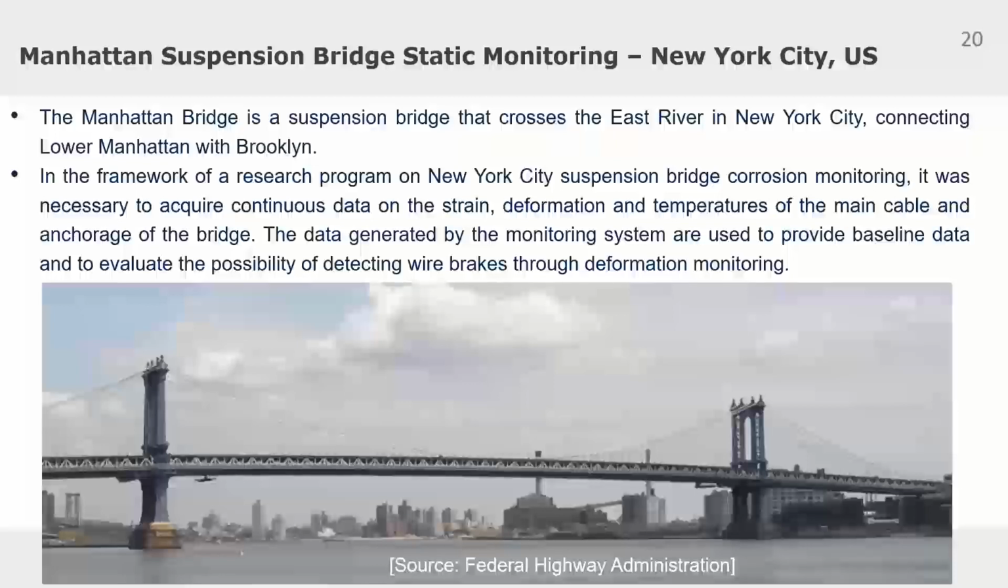Right, this is an example of a suspension bridge. This is the Manhattan Bridge in New York, and this monitoring project came up in the framework of a research program on the corrosion monitoring of the suspension bridges in New York City. So it was necessary to acquire continuous data on the strain and temperatures of the main cable and provide a baseline to evaluate the possibility of wire breakage.